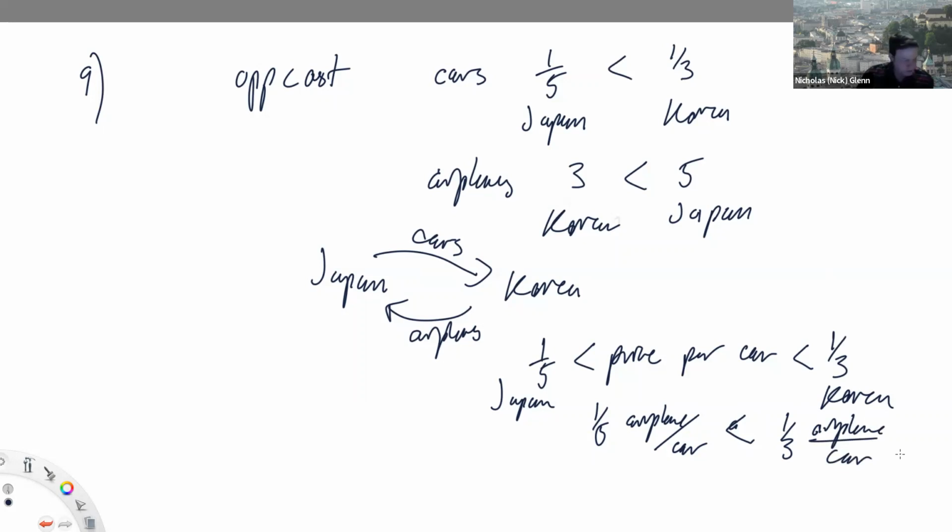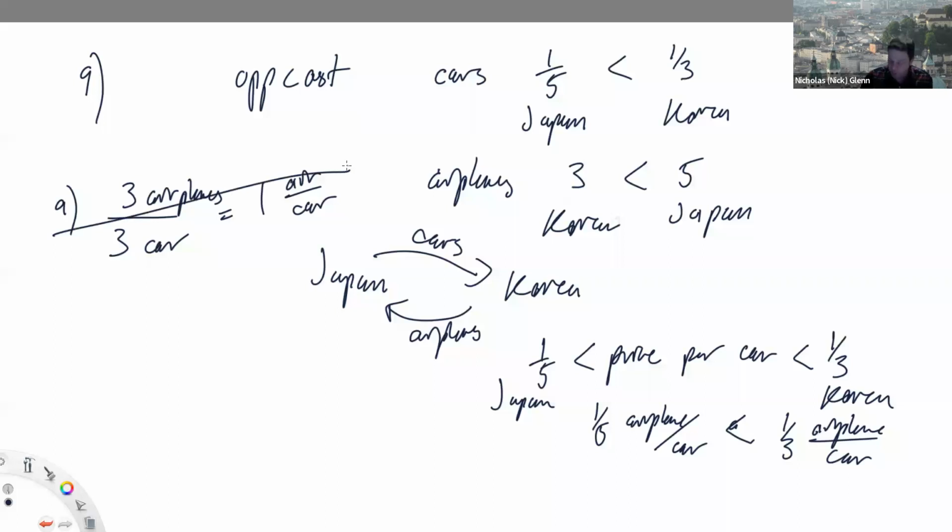So let's look at the prices. 3 airplanes for 3 cars. All right. So this is A. So 3 airplanes, 3 cars. Well, it's going to be 1 airplane per car. Well, that's going to be too high. That's a bad deal for Korea. So A is not going to work.